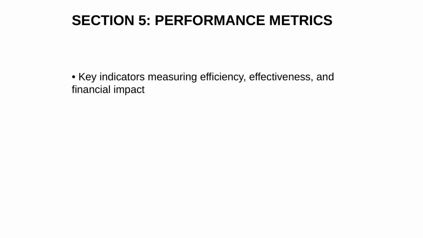In Section 5, we focus on performance metrics. What gets measured gets managed. Metrics help organizations evaluate efficiency, effectiveness, and the financial impact of inventory decisions. They also support benchmarking, continuous improvement, and alignment across departments.